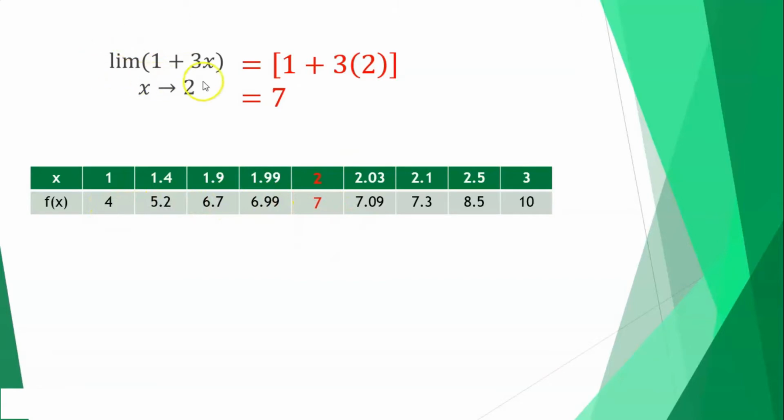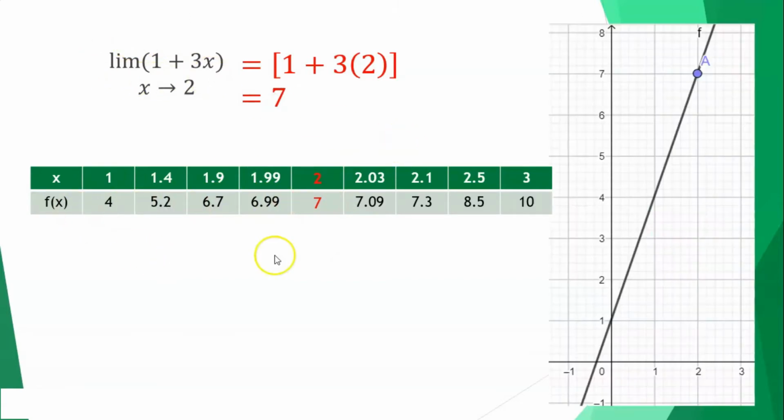Now, sketching this in the Cartesian plane, we will get this one. So the same thing. As our x is approaching 2 from the left, it is approaching 7. Approaching 2 from the right, the value for y is also 7. So, that is the concept of limits. You have to look at it from both left and right.